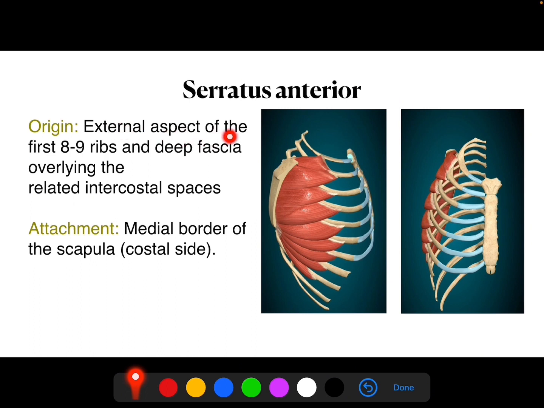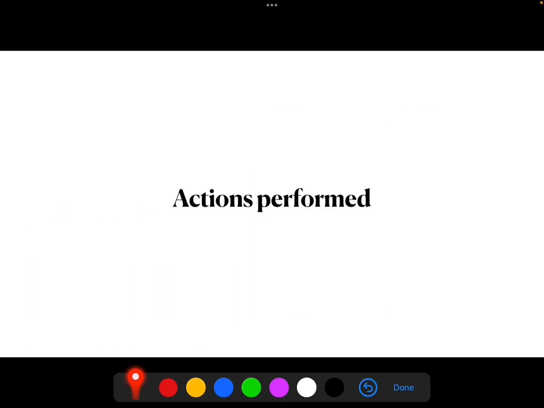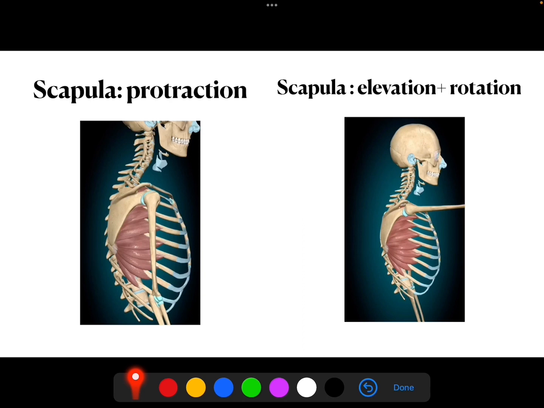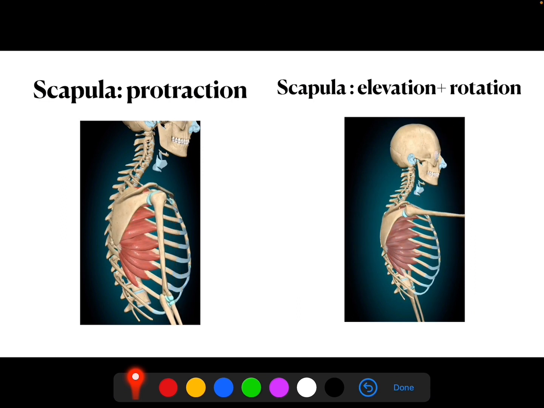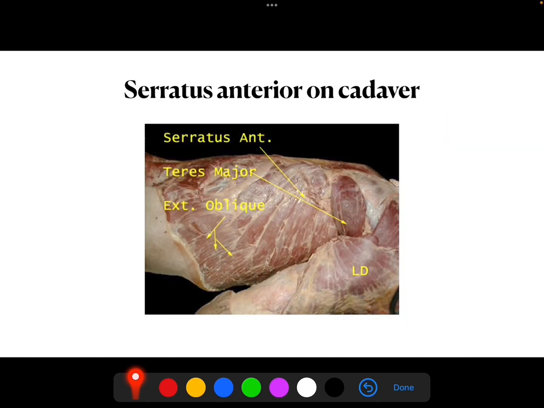Serratus anterior. It originates at the external aspect of the first 8 to 9 ribs and deep fascia overlying the related intercostal spaces. It attaches at the medial border of the scapula, costal side. Actions performed by this muscle are protraction of scapula, elevation plus rotation of scapula. This is what it looks like on the cadaver.